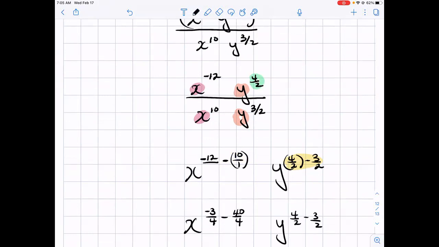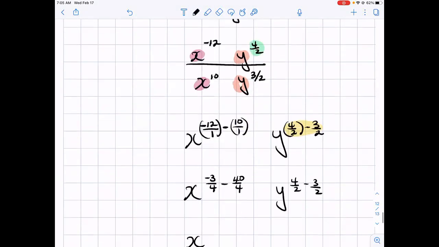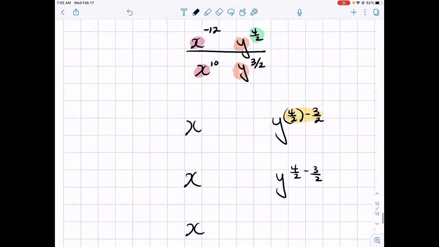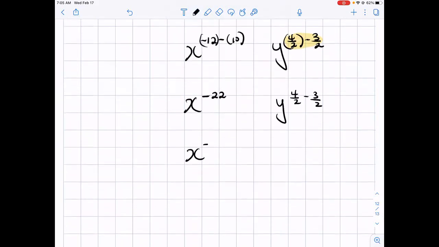So here we have -12 over 1. So we don't need a common denominator here. And we don't even need to write this as fractions if we want. We can just say -12 minus, this is the numerator, minus the denominator, which is positive. So this becomes -22. Okay. So -22, x to the -22, and y, 4 minus 3, becomes 1 over 2.